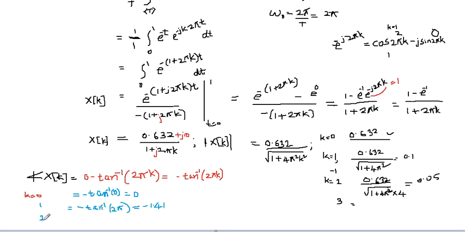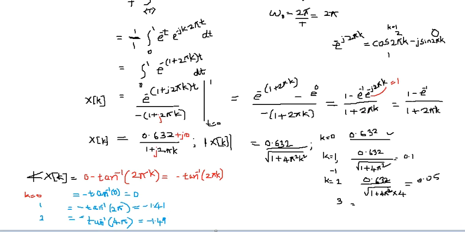When k is equal to plus 2, it gives the value minus tan inverse of, k is 2 means it becomes 4 pi. So the value of this one in radians, when it is calculated, gives minus 1.49. It goes on in this way.